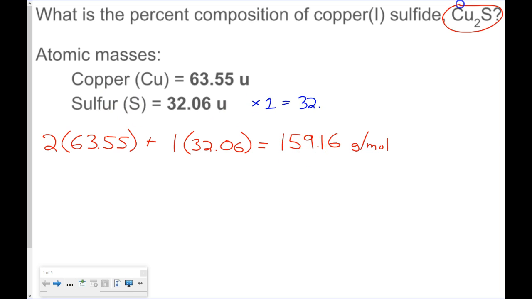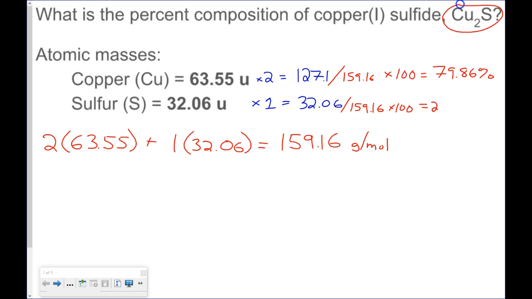Now I'm going to take each one of these and multiply by how many there are. There's 1 sulfur in there, so I'm going to multiply that by 1. And there's 2 copper, so I'm going to multiply that by 2. So what I'm left with for copper is 127.1. Well, I'm going to take that and divide that by the total mass of copper sulfide. So 127.1 divided by 159.16 times 100 is going to give me 79.86%. That is the percentage that it is taking up in that particular compound.